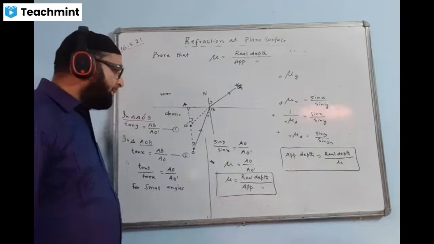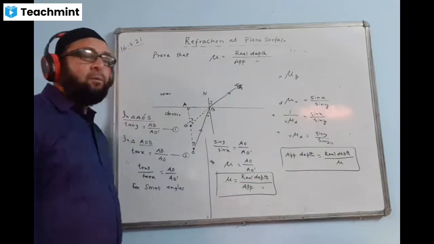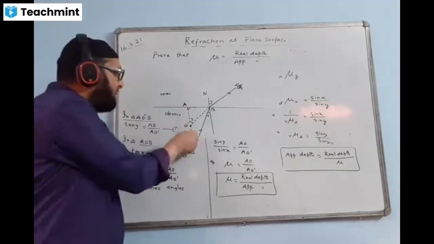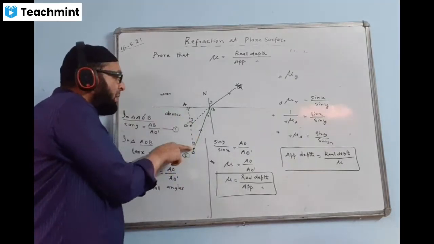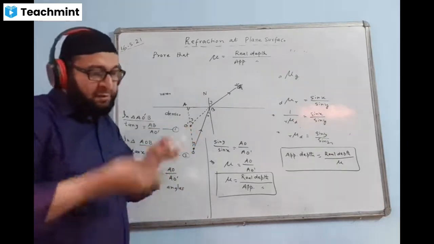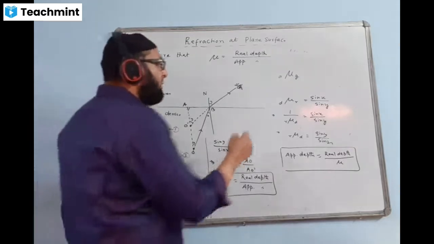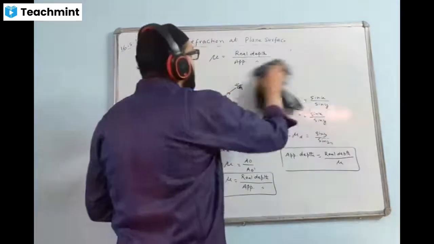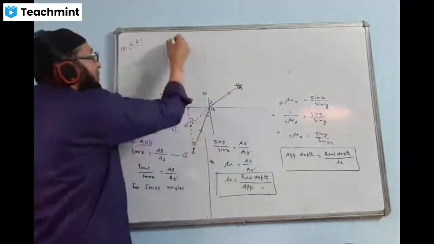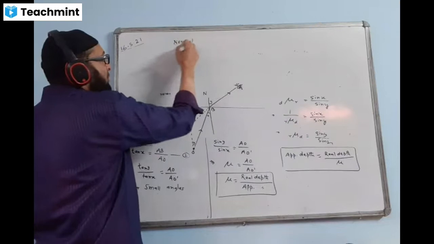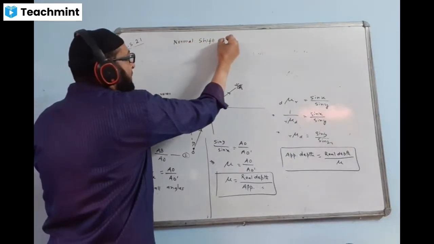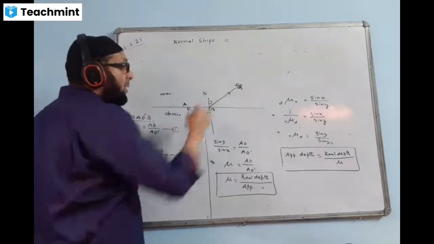Now we find one more thing. This is called normal shift, the shift in the position normally. This was the actual position and it's appearing here. By how much height is it appearing to be raised? That shift in the position is the normal shift. Normal shift is normally changing the position.